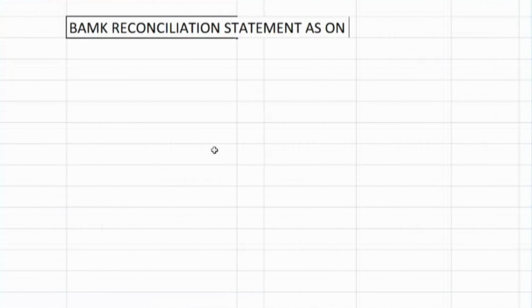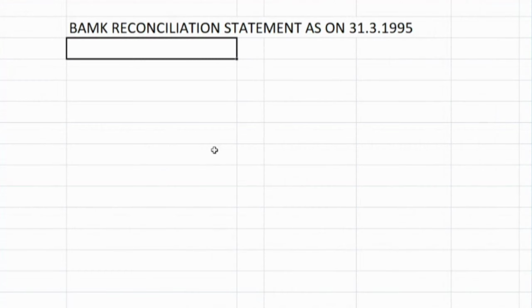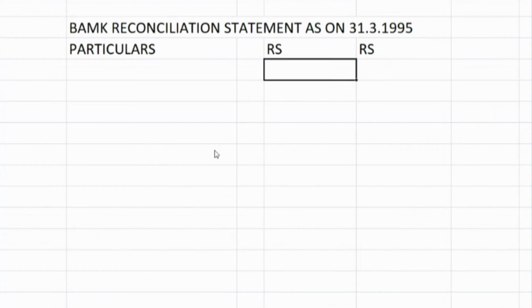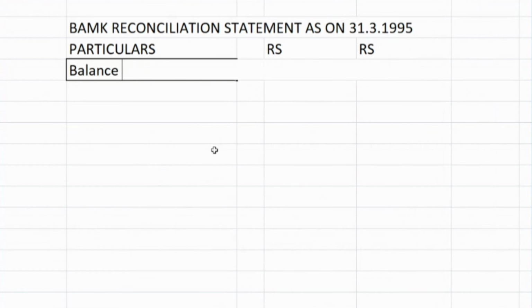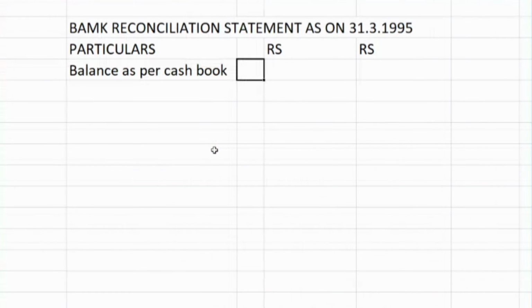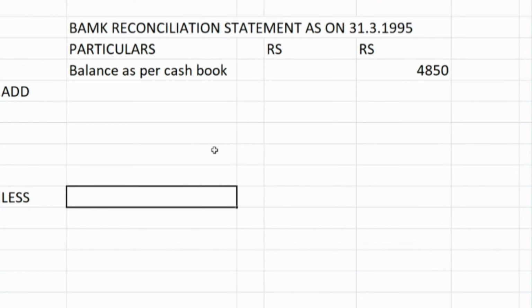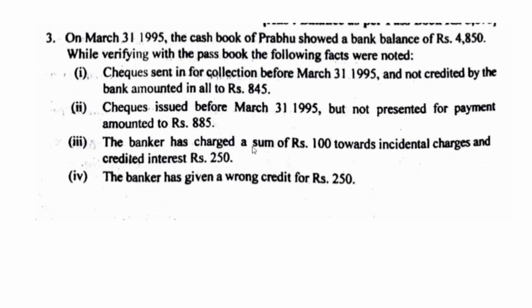With the format, particulars, rupees and rupees. So the first item will be what kind of balance does this sum have. According to the first line of the sum, balance as per cash book is given, which is rupees 4,850, which is to be recorded in the outer column of the bank reconciliation statement. After writing the balance as per cash book, write the add and the less category, leaving a few lines after the add category for the transactions to be recorded.